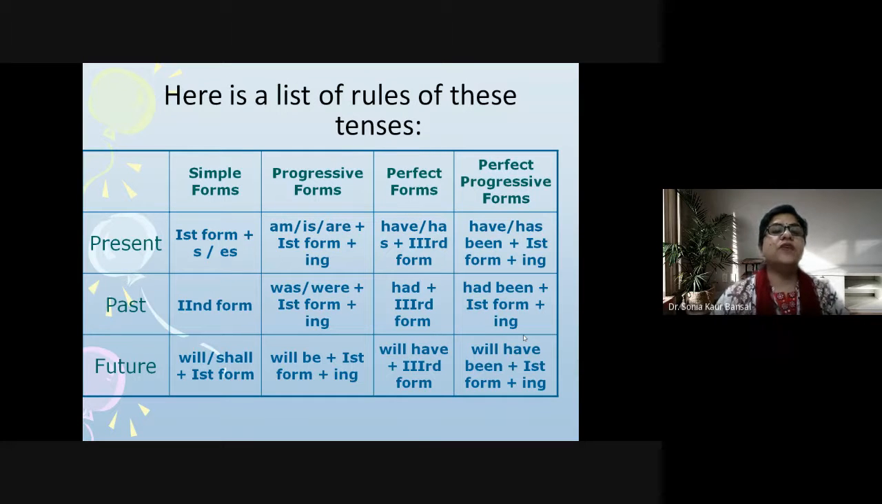Now, the future time frame will be something like this. In simple forms, will, shall plus first form of the verb, and in the progressive or continuous form, will be plus first form plus ing. All right. Then perfect forms would be like this: will have plus third form of the verb. Then perfect progressive forms: will have been plus first form plus ing. Now, students, just notice a few important things that I'm telling you: in continuous tense you are always using the first form of the verb plus ing.